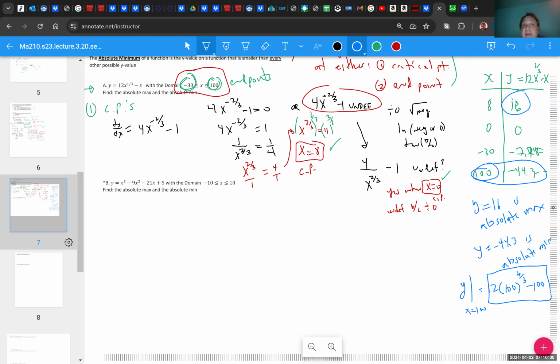Just to go over that step by step again, find the critical points, find the endpoints, write them out, find the y value. Whichever y value is the biggest, we call that the absolute max. Whatever y value is the smallest, we call that the absolute min. Okay, let's just do some more examples.